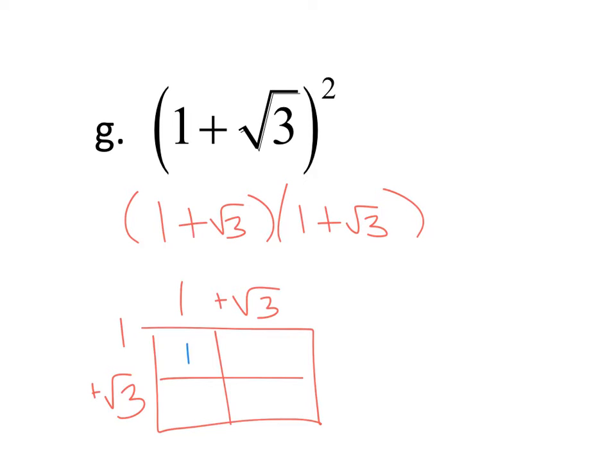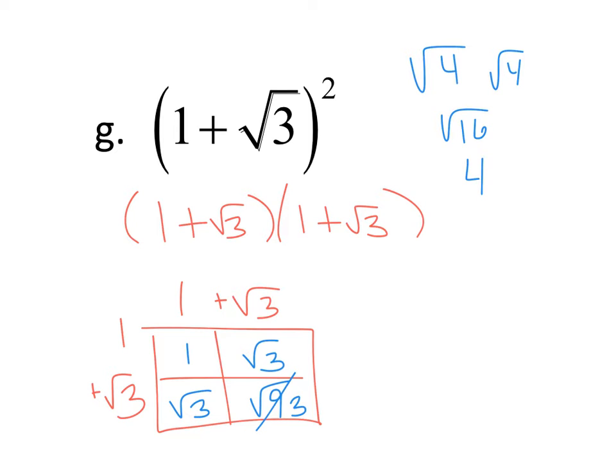1 times 1 is 1. 1 times rad 3 is 1 rad 3, which is just itself. Same thing here. And rad 3 times rad 3 is rad 9, which is just 3. This is a fun fact here. When you multiply a radical by itself, it gets you the inside always. So like if you had rad 4 times rad 4, that's rad 16, but that reduces to 4. So whenever you multiply the same radical inside, the radical. So rad 3 times rad 3 is rad 9, which is just 3, which is the inside.